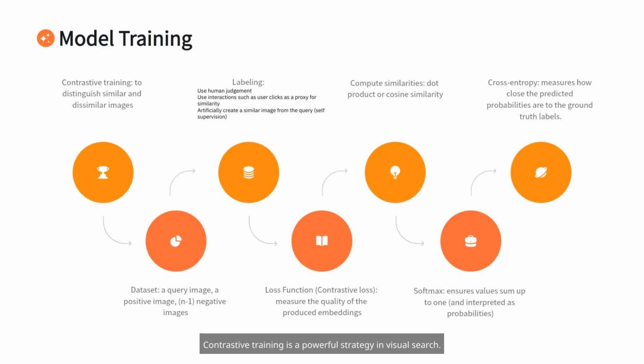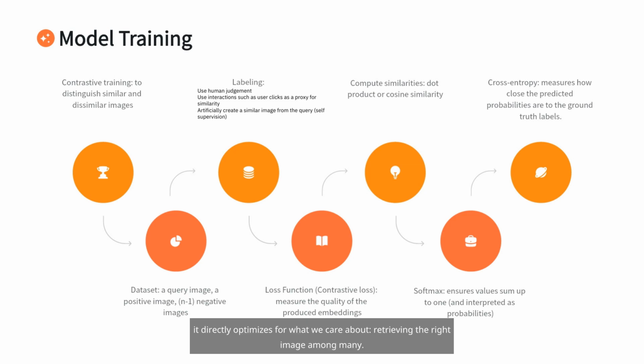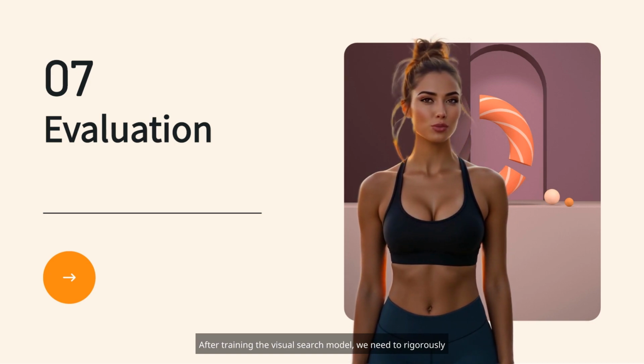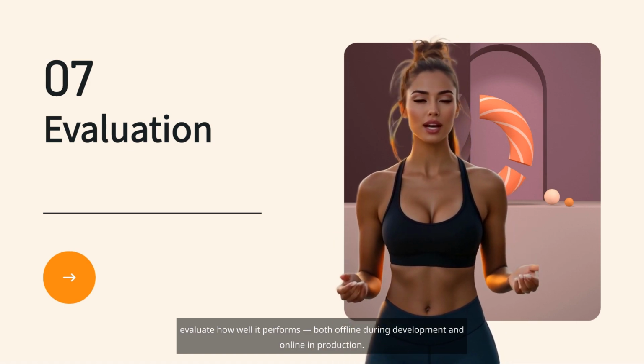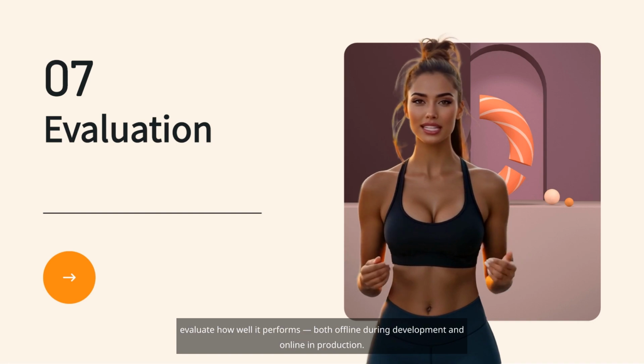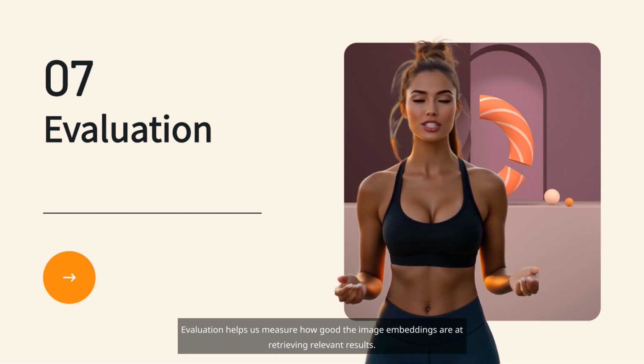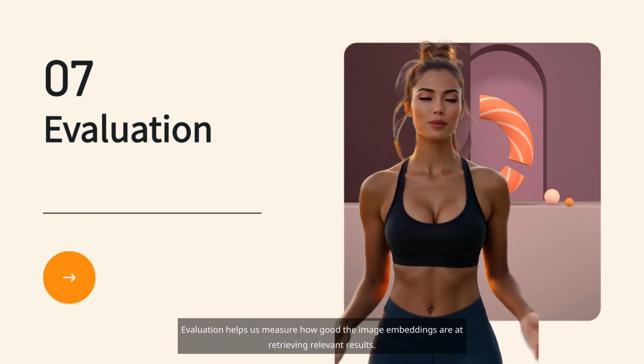Contrastive training is a powerful strategy in visual search. It teaches the model how to recognize visual similarity through experience, either human-labeled or derived from user behavior, and it directly optimizes for what we care about, retrieving the right image among many. After training the visual search model, we need to rigorously evaluate how well it performs, both offline during development and online in production. Evaluation helps us measure how good the image embeddings are at retrieving relevant results.